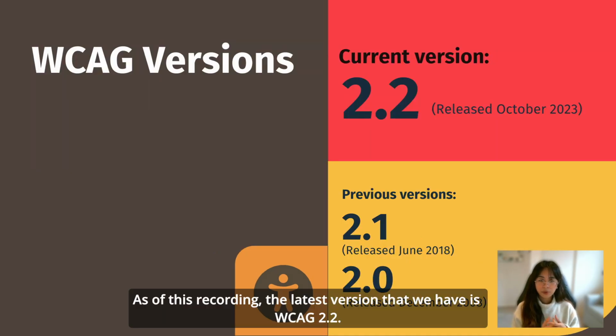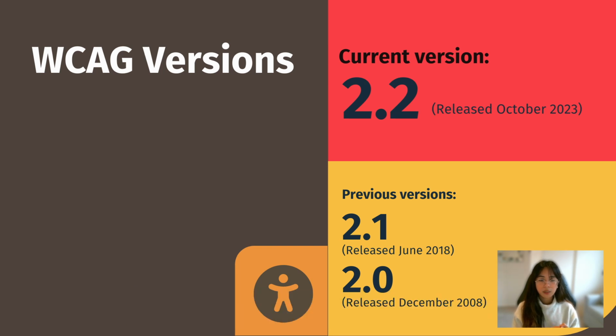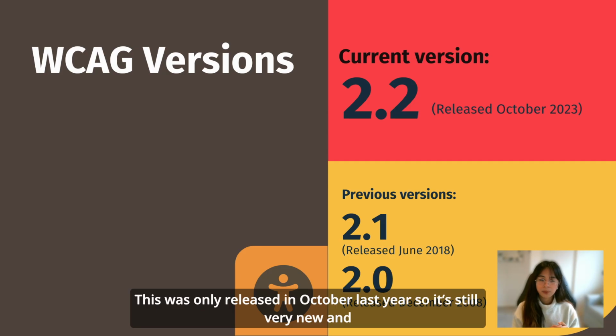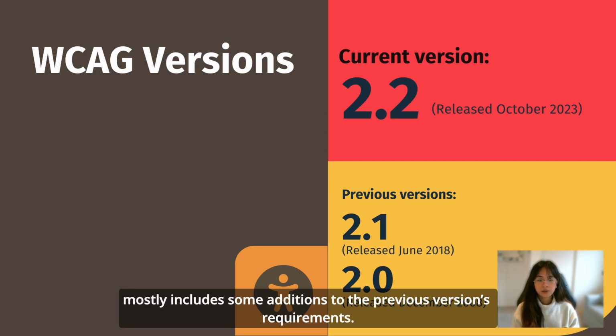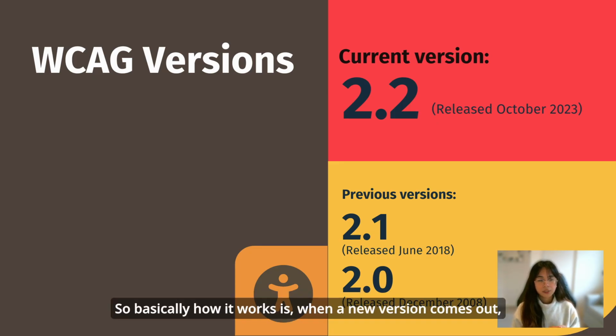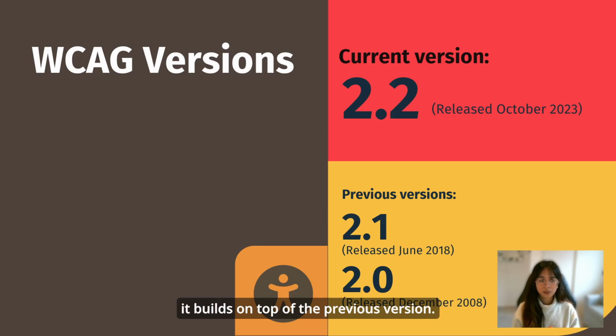As of this recording, the latest version that we have is WCAG 2.2. This was only released in October last year, so it's still very new and mostly includes some additions to the previous version's requirements. Basically, how it works is when a new version comes out, it builds on top of the previous version. So it might add or remove some criteria, but typically all the versions are backward compatible.